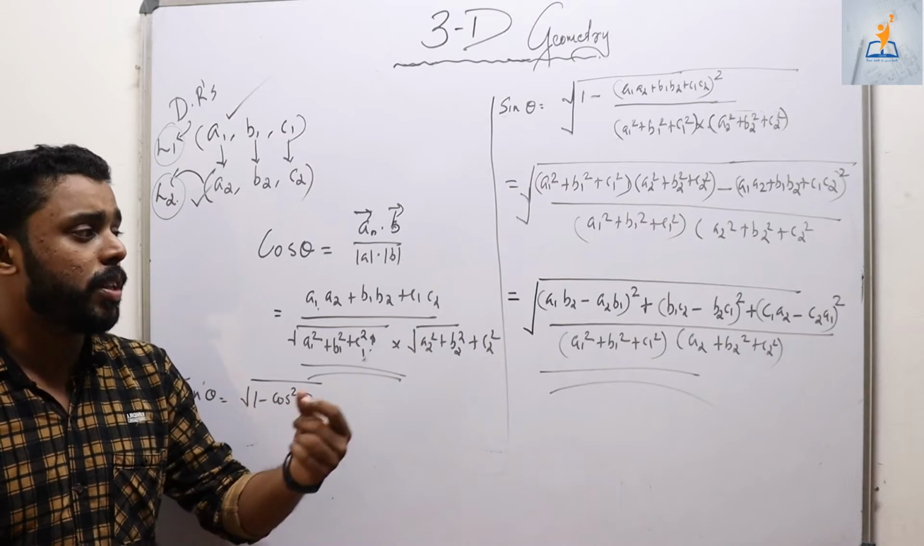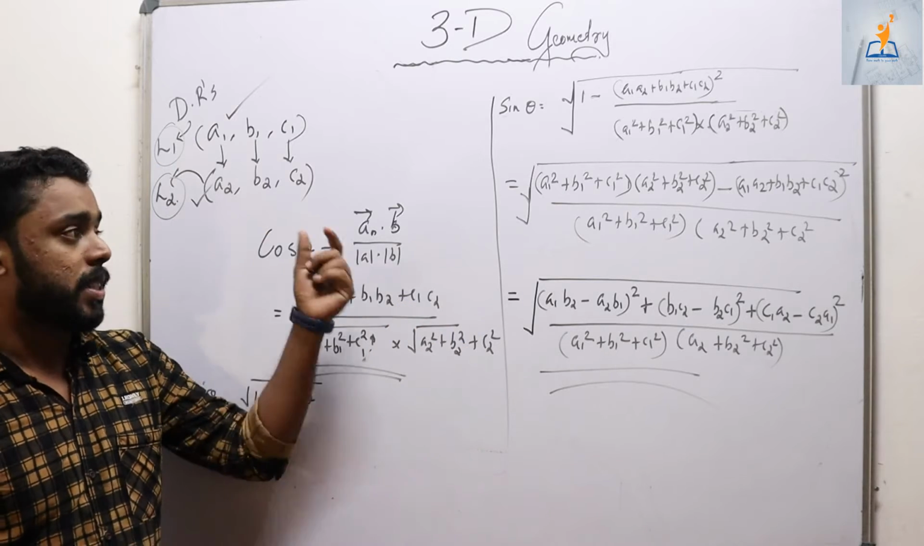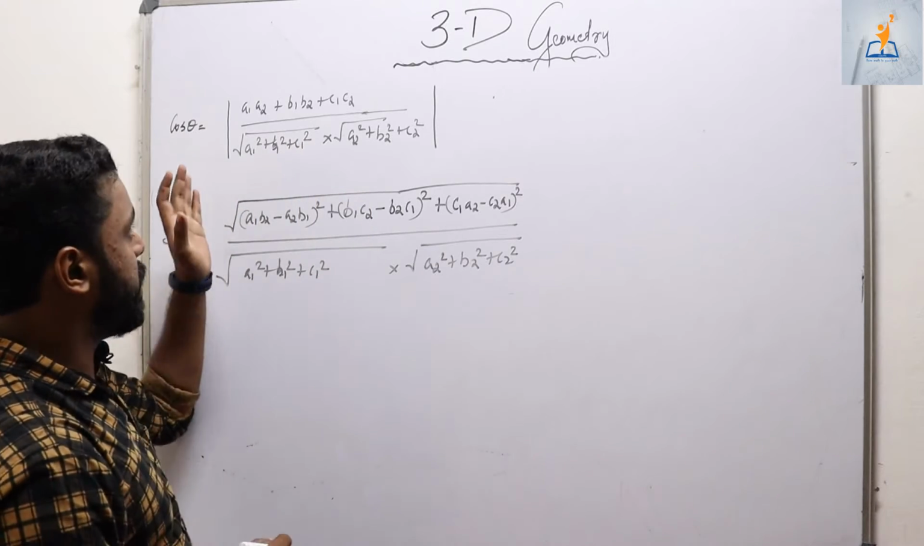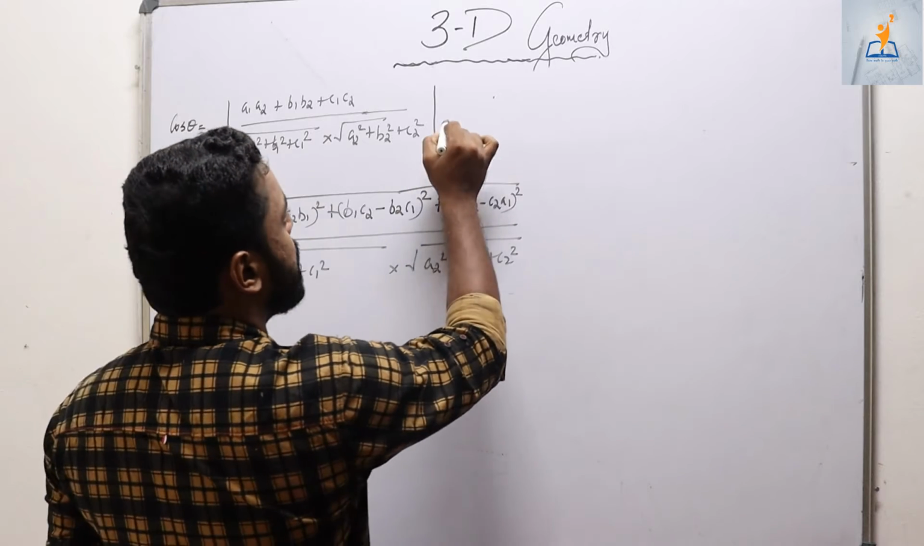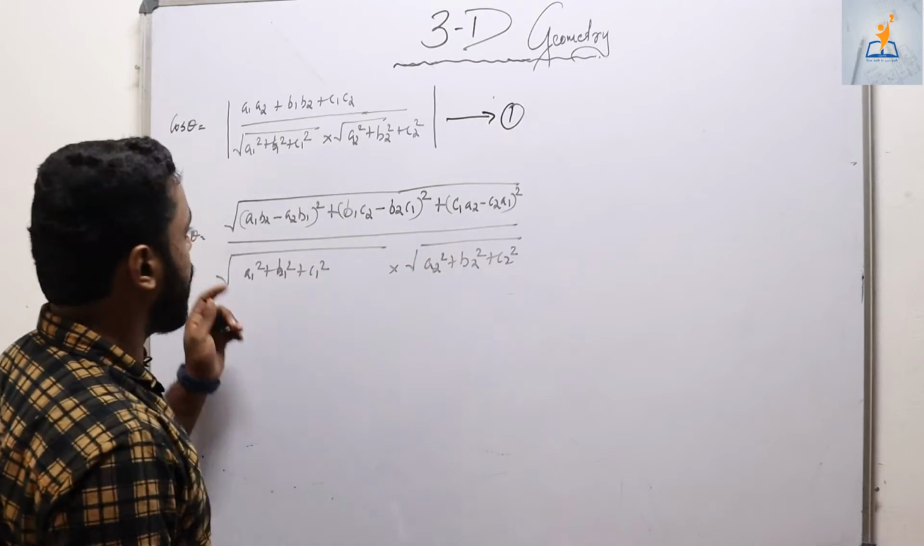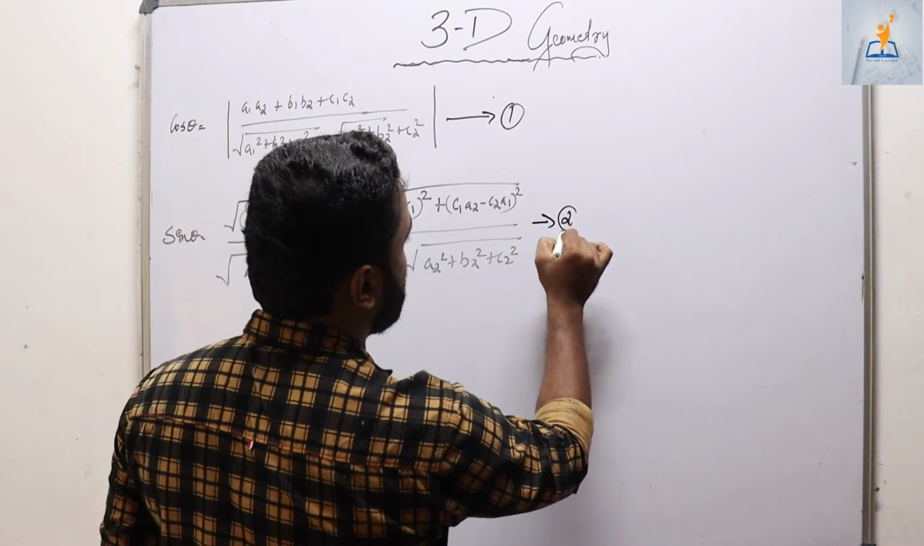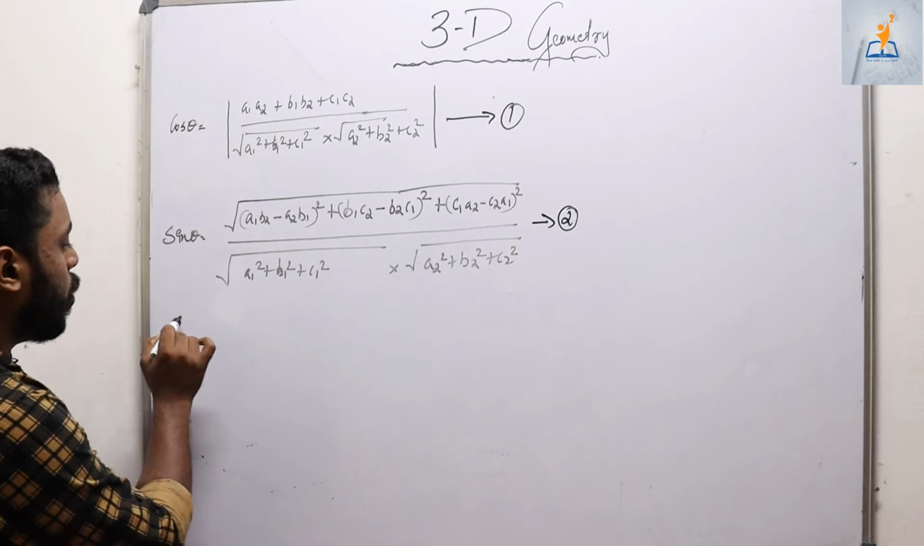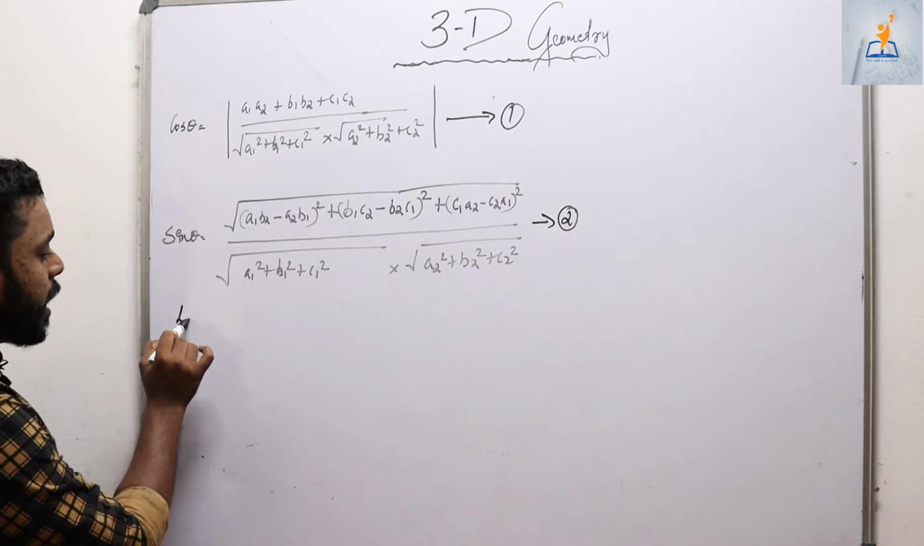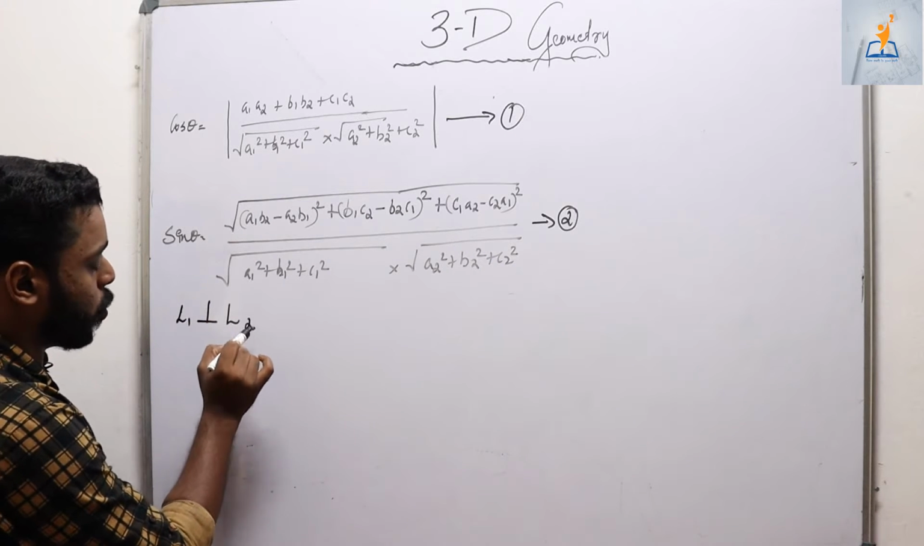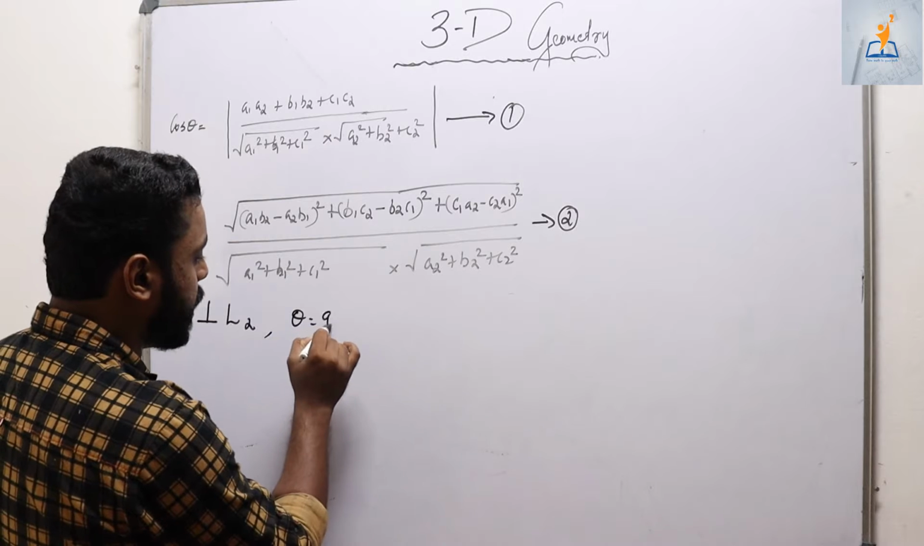Now we shall check the properties of these two results. So now we have cos theta equal to this equation. Let me name this the first equation, and sin theta equal to this equation. Let me name this the second equation. Now if the line L1 is perpendicular to L2, that is theta is equal to 90 degrees, right?